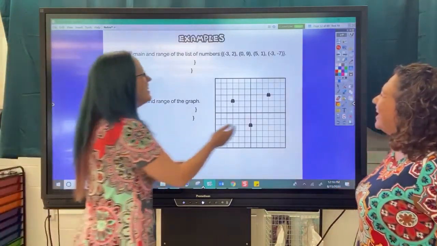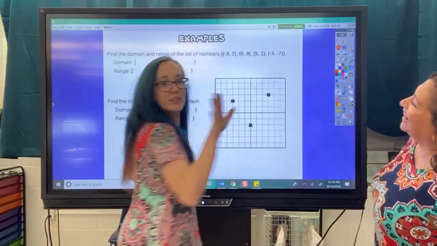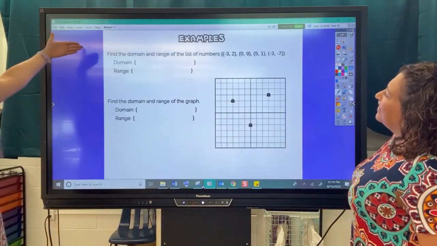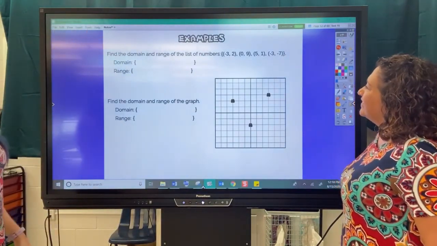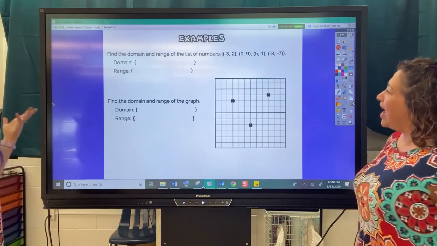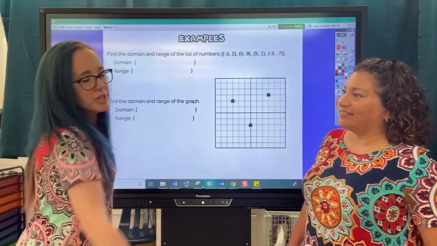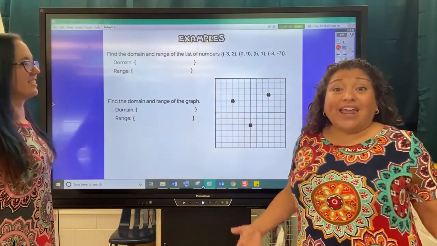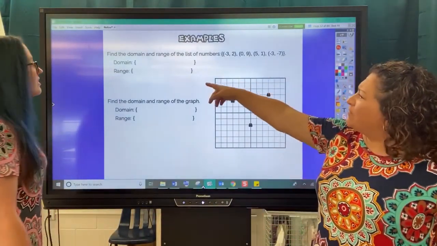All right. So we're going to do some practice, and then y'all are going to do some practice, and we're going to call this a day. First one says, find the domain and range of the list of numbers. It should say the list of ordered pairs, but we're just going to pretend. So let's look at this list, and we're going to look for domain and range. But first, let's go ahead and make ourselves some notes over here.